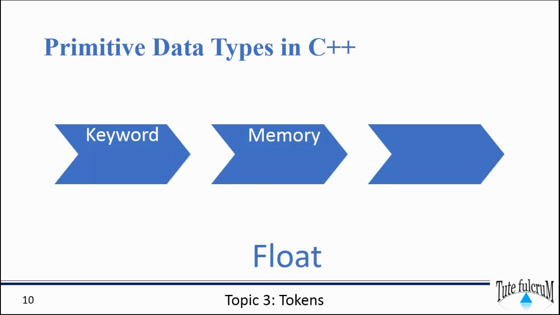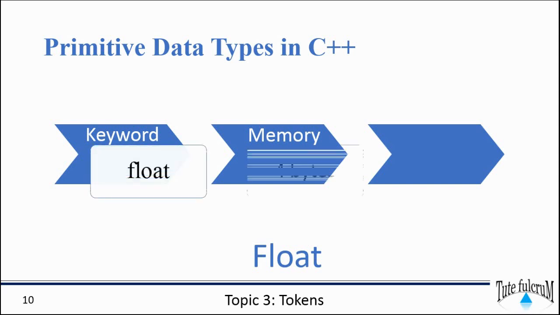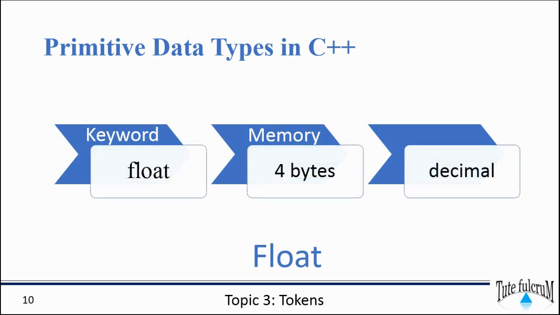Floating point data type is used for storing single precision floating point values or decimal values. The keyword used for floating point data type is float, and float variables typically require 4 bytes of memory space.